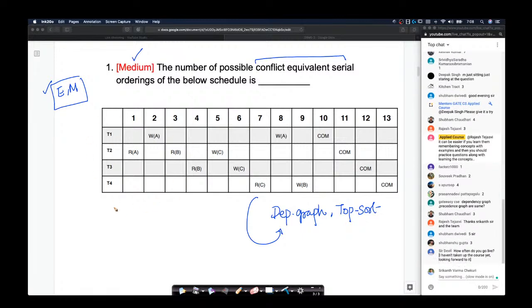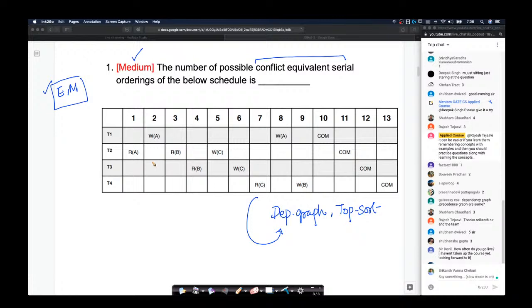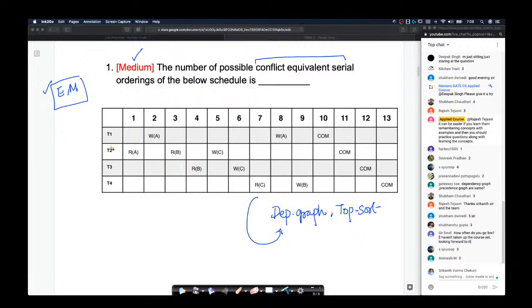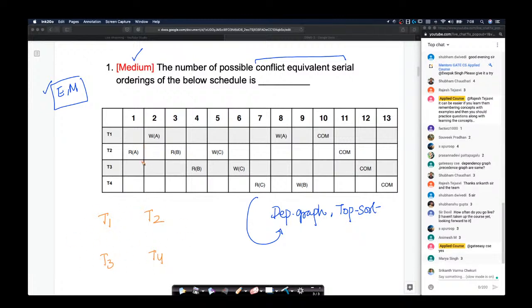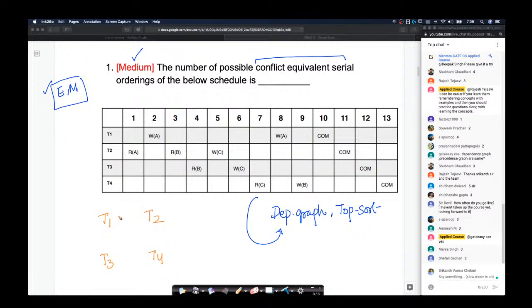Okay, so let's tackle this problem. You have T1, T2, T3, T4. Let's draw the dependency graph: T1, T2, T3 and T4. If you notice, what do you have here? You have read followed by write. Read A, write A. So this is reading, then T1 is writing. So this generates this edge.